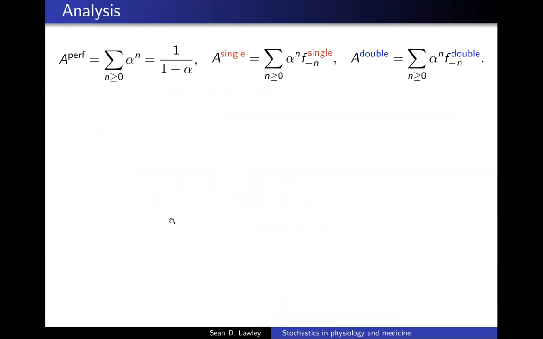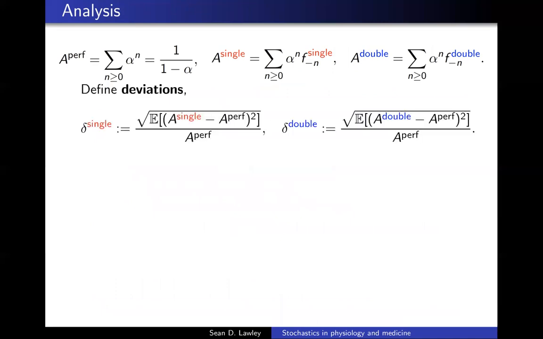Okay, so we have these three quantities. We have A perf. That's the amount of drug in the perfect patient, right? So this is somehow the goal. This is what you want to be at. You have A single, the amount of drug in the patient who skips a missed dose, and A double, the amount of drug in the patient who takes a double dose to compensate for a missed dose. So I'm going to define these statistics, which I'll call deviations: the deviation delta single for the single dose protocol, and deviation delta double for the double dose protocol.